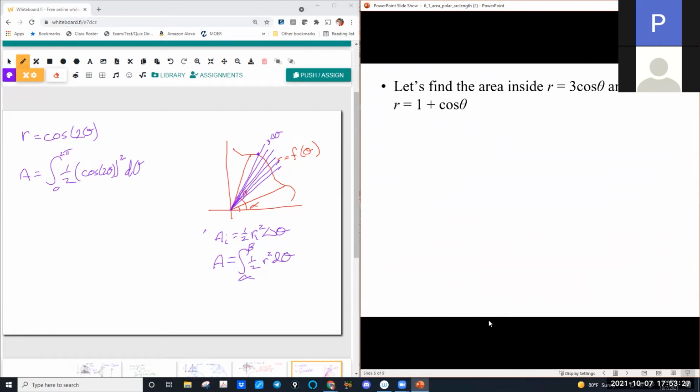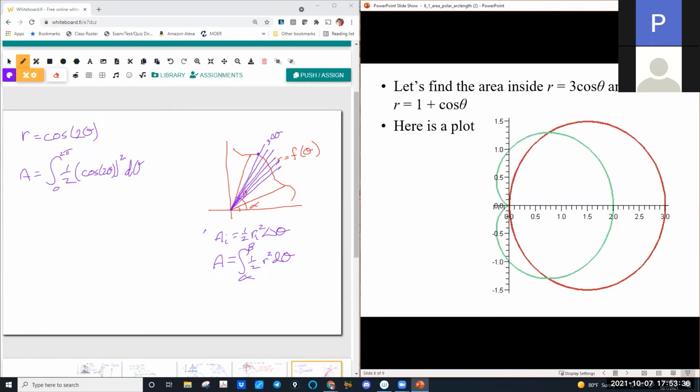All right, here's the next one. Area inside of r = 3 cosine theta and outside r = 1 plus cosine theta. This is going to be one where we want to see the graph, okay? Because there are three areas here. There's one here, and one here. We've got to figure out which one we're looking for.